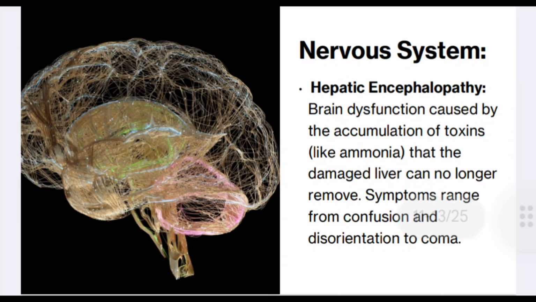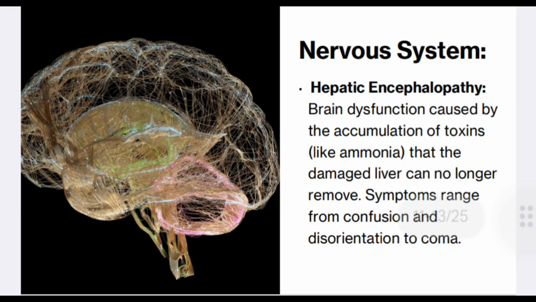Effect of alcohol on the nervous system. It includes hepatic encephalopathy. It is nothing but brain dysfunction caused by the accumulation of toxins like ammonia that the damaged liver can no longer remove, and symptoms range from confusion and disorientation to coma. So hepatic encephalopathy is brain dysfunction caused by liver dysfunction. Encephalopathy is brain dysfunction and hepatic means liver related.